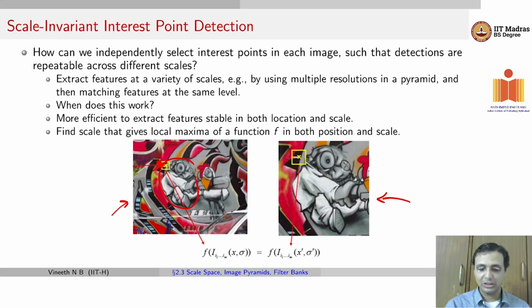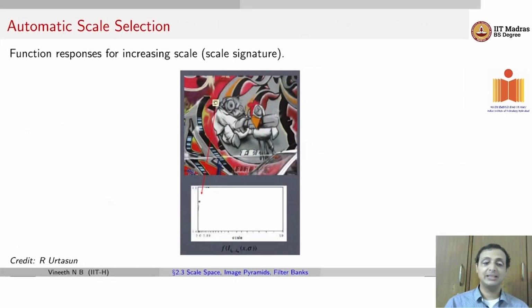So we want to find a function f, which gives you a maximum at both x and sigma, where sigma is denoted as the scale of the image in this context. And the way we're going to go about doing it is we compute your scale signature. In this case, it could be the Harris-Corner measure at that particular point for a particular scale. And let's say that particular point has a particular Harris-Corner measure, which is plotted on a graph.